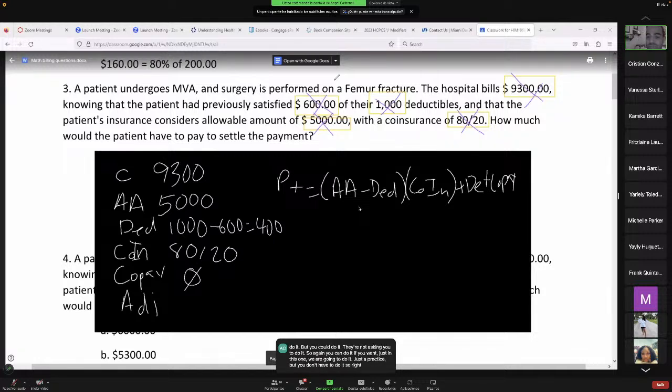So right now, I will say, you know what? I don't have to deal with the adjustment. I won't do it. But again, it's simple math. You don't have to do all the craziness from before. You can go and do 9,300 minus 5,000 is 4,300. There you go.